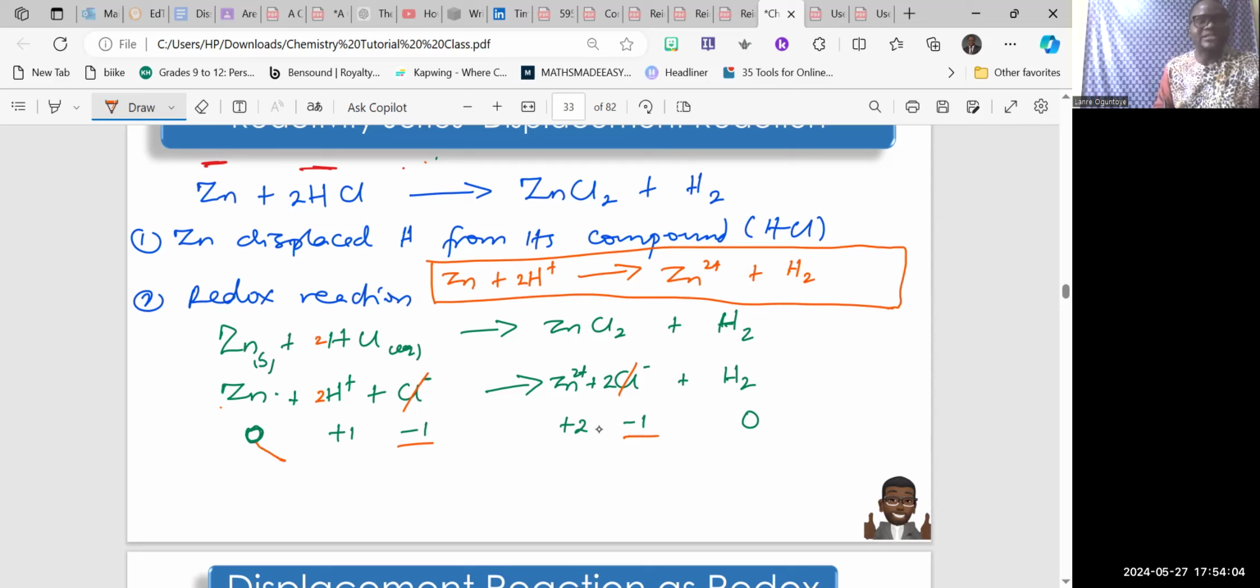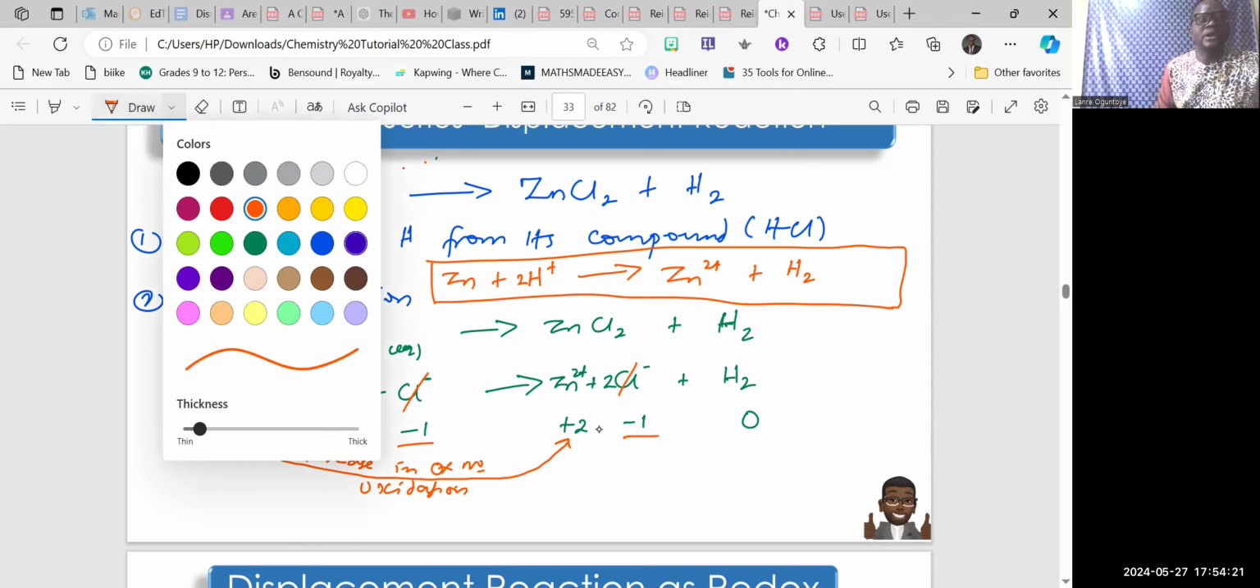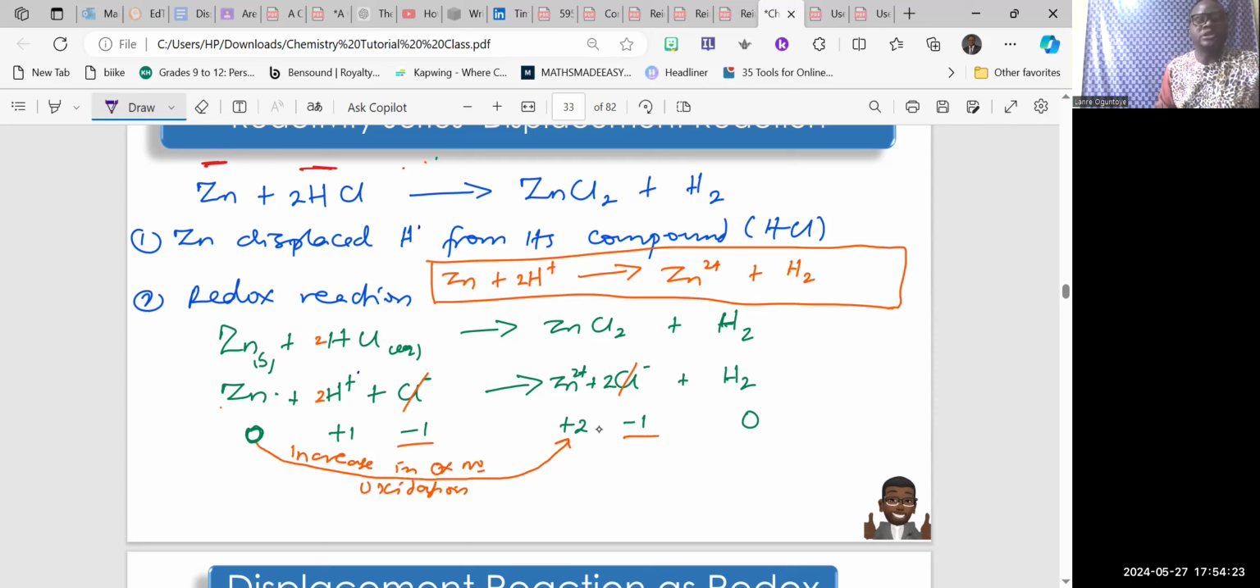Zinc moved from 0 to what? +2. That's an increase in oxidation number. That must be oxidation. Let's check the other one, hydrogen. It moved from +1 to what? To 0. So that's a decrease. That's reduction. Easy.